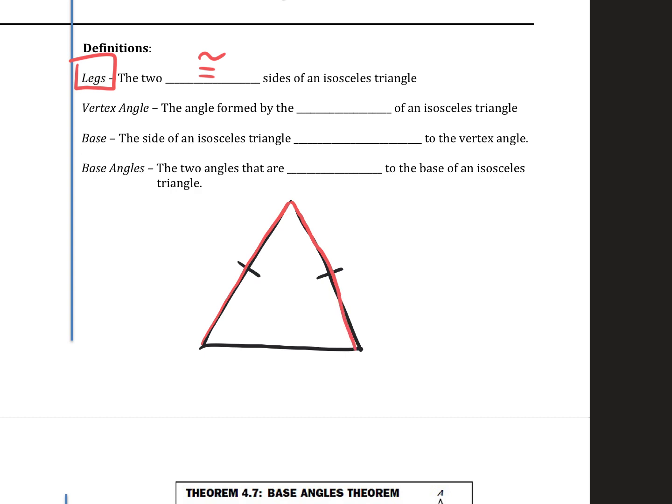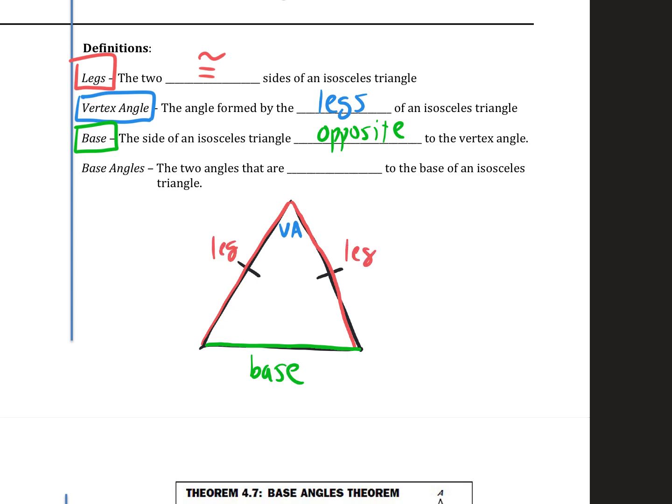The vertex angle is in blue here, and it is the angle formed by the legs. So this is going to be the vertex angle right here. The base of an isosceles triangle is going to be the side opposite the vertex angle. Opposite, so this is the base. I guess I should label this. This is the base. I'll put leg, leg.